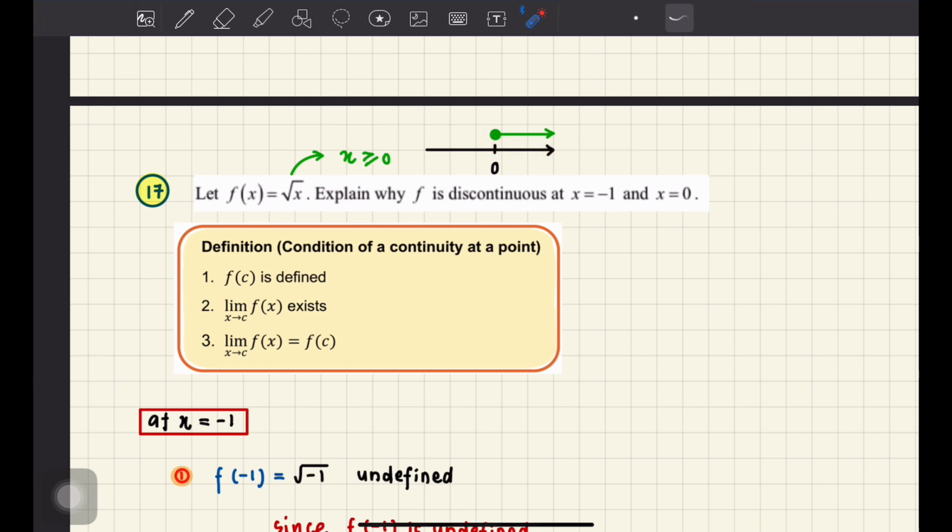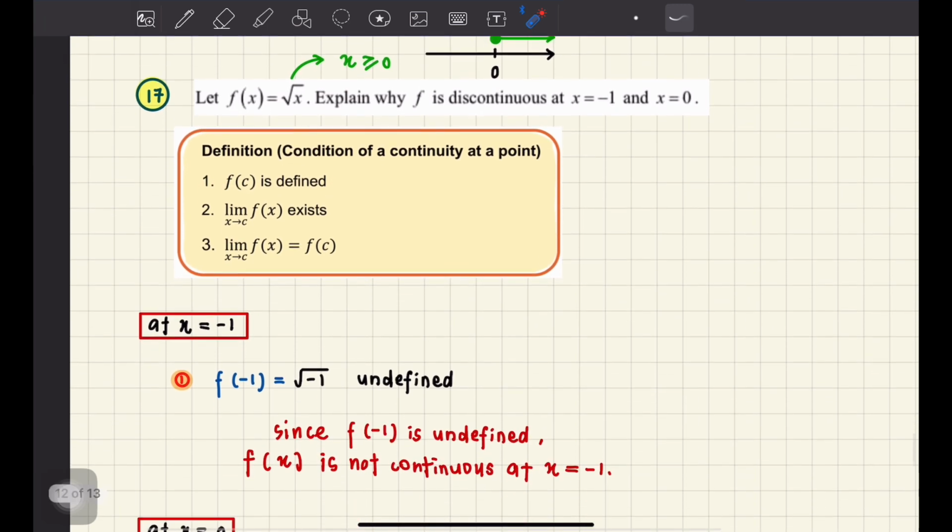Okay, so dia cakap kat sini explain why f is discontinuous at x equal to -1, x equal to 0. So recall balik definition of continuity, condition of a continuity at a point. Untuk kita tentukan either the function is continuous or not at a certain point given by the question, kita kena tengok dekat sini lah. So the first one, kita mesti cari dia punya fc. Okay, fc define ataupun tak define.